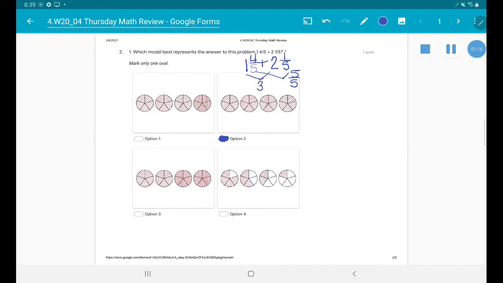All right, how about option 3? It has 4 wholes colored in also. Cash, why is it not correct? Because those 2 others are taken away. Yes, those last 2 are crossed out as well. Very good. Option 2 is the correct answer.